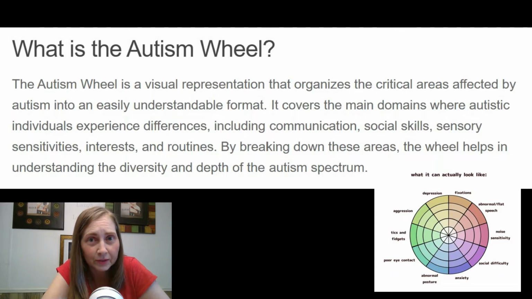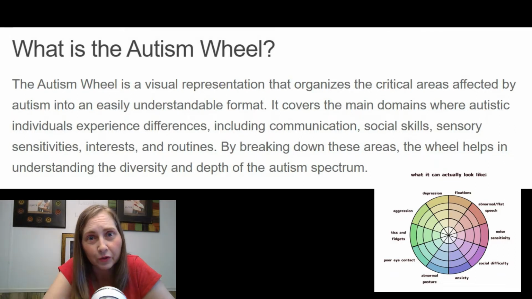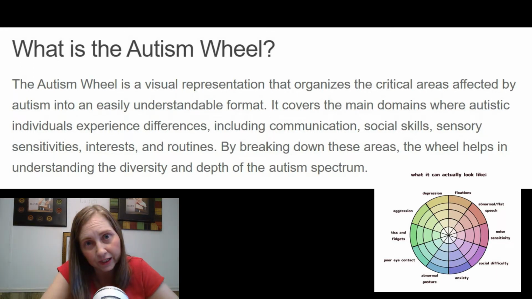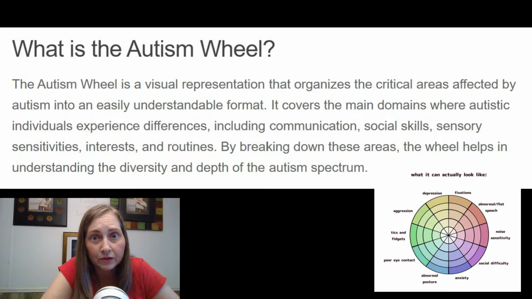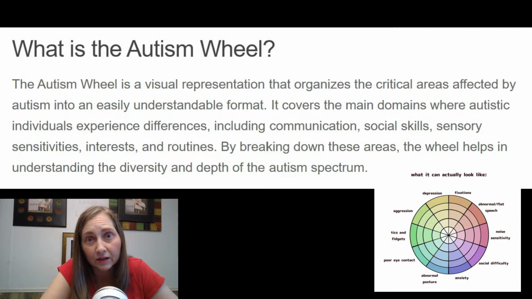So let's talk about that circle of autism. That's why it's called a spectrum. And what is that Autism Wheel thing anyway? So what it is, basically, it's a visual representation, and it organizes critical areas affected by autism into an easily understandable format. It also covers the main domains where autistic individuals experience things differently, including communication, social skills, sensory sensitivities, interests, and routines. And by breaking those down, it can help us understand the diversity that is autism.